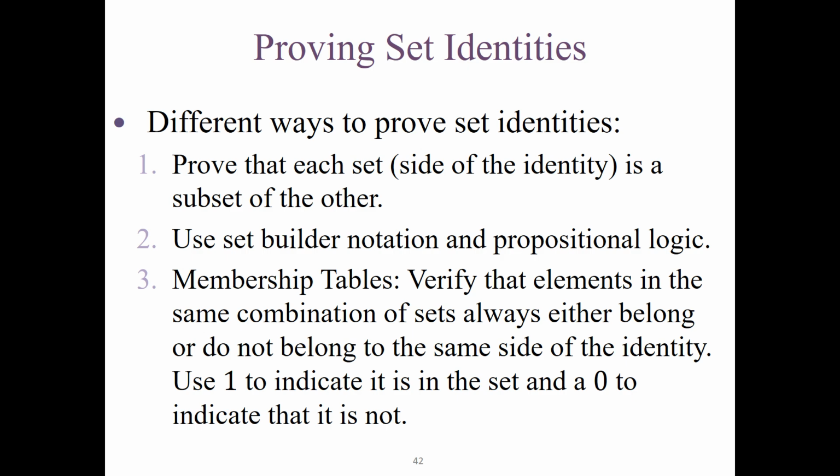The first way is to prove each set is a subset of the other. We just mentioned how we prove set equality: we prove A is a subset of B and B is a subset of A, then we can say A and B are equal sets. The second way is to use set builder notation and propositional logic to prove that set A equals set B, because we derive in each step that the sets are equal until A becomes B. The last one is to use membership tables to verify that elements in the combination of sets always either belong to the same side or not. Okay, let's see more examples here.